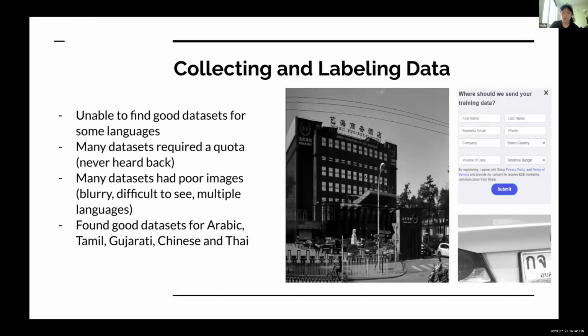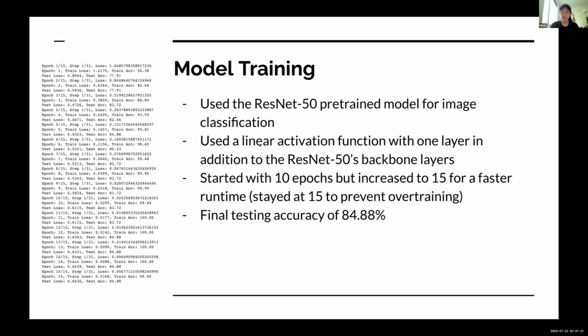For the actual model training, we used the ResNet 50, a pre-trained model for image classification. Then we used the linear activation function with one fully connected layer in addition to the model's backbone layers. ResNet 50 has 50 backbone layers, hence the name, so that would leave us with 51 layers in our model. We started with 10 epochs, but we increased to 15 for a faster runtime, and then we stayed at 15 because we didn't want to overtrain. Our final testing accuracy was 84.88%, which you can see right here.